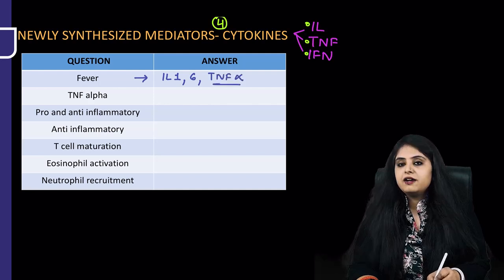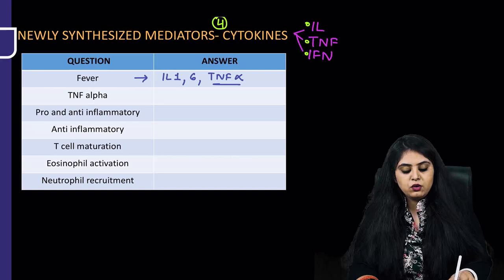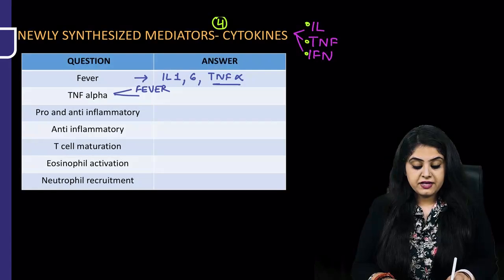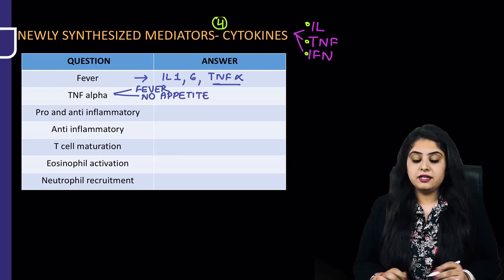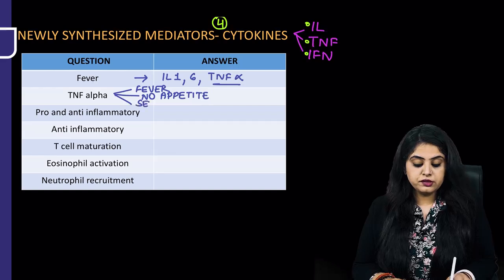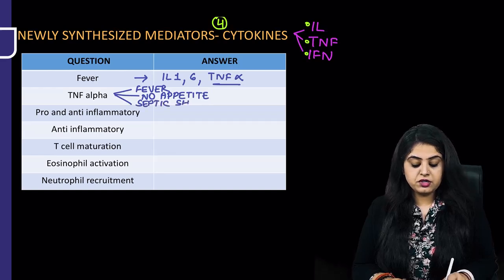So now if I have to ask you what all does TNF alpha cause? So you will say number 1, ma'am, I know it causes fever. Second, that whenever we have fever, we stop feeling hungry. So basically there is a decrease in appetite that occurs, and that is with TNF alpha. Also, this has been associated in the pathogenesis of septic shock.